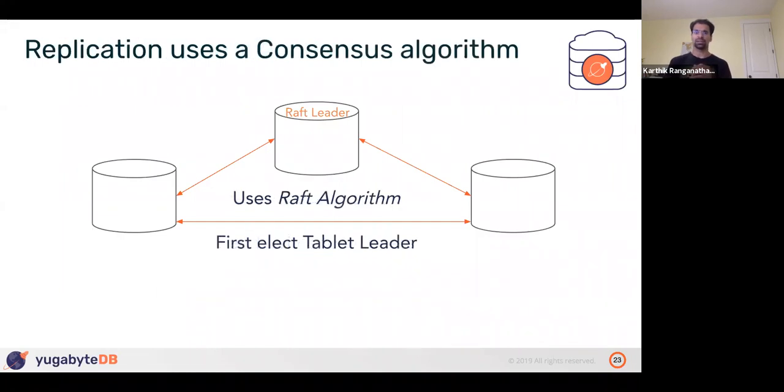So this is the consensus algorithm in order to replicate the data of each shard across the 3 nodes, and Raft ensures high consistency of data. Right?